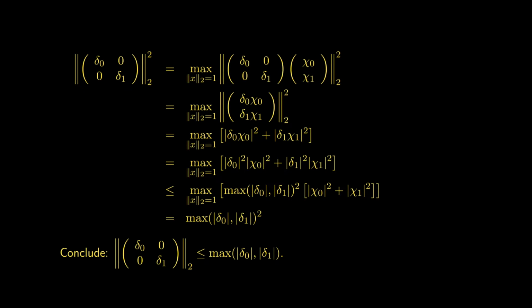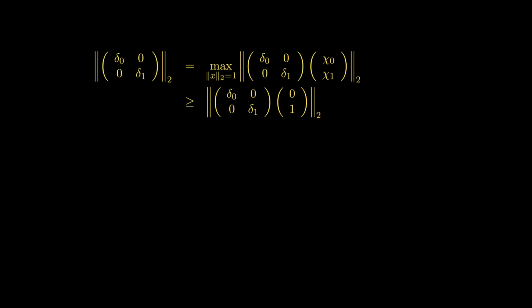Now that just shows that it's less than or equal to. We want to show that it's equal to. So what we're going to do is we're also going to show that it's greater than or equal to. And how do we do that? Well, here's the 2 norm of the diagonal matrix. We apply the definition. And now if we choose a specific vector x with 2 norm equal to 1, then we know that it's greater than or equal to. And the standard basis vectors are convenient to pick. So here we happen to pick the standard basis vector 0, 1.